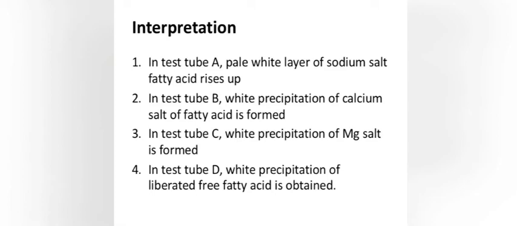Now you will notice in test tube A, sodium salt of fatty acid rises up and forms a pale white layer. In test tube B, calcium salt of fatty acid is formed, which will have white precipitation. In test tube C, you will see white precipitation of magnesium salt of fatty acid. In test tube D, white precipitation of liberated free fatty acid is obtained.